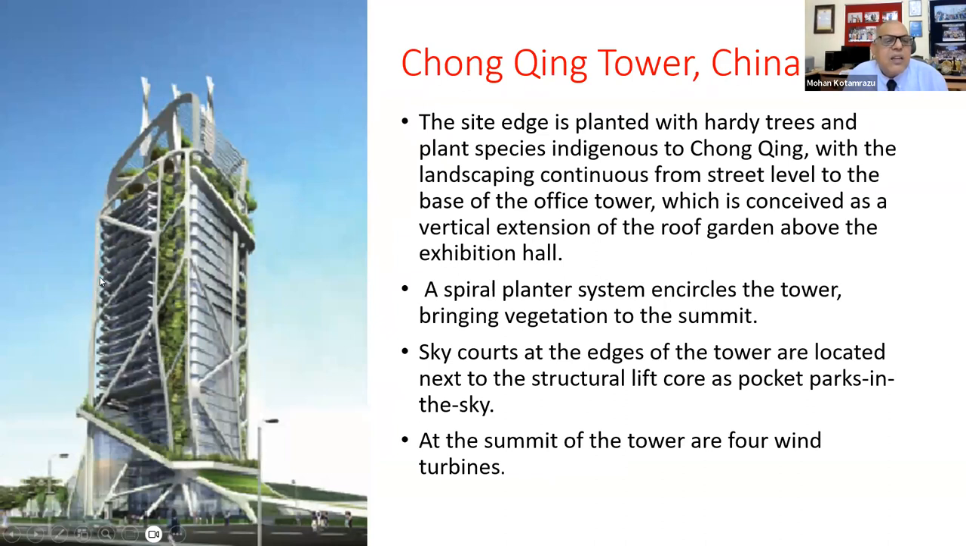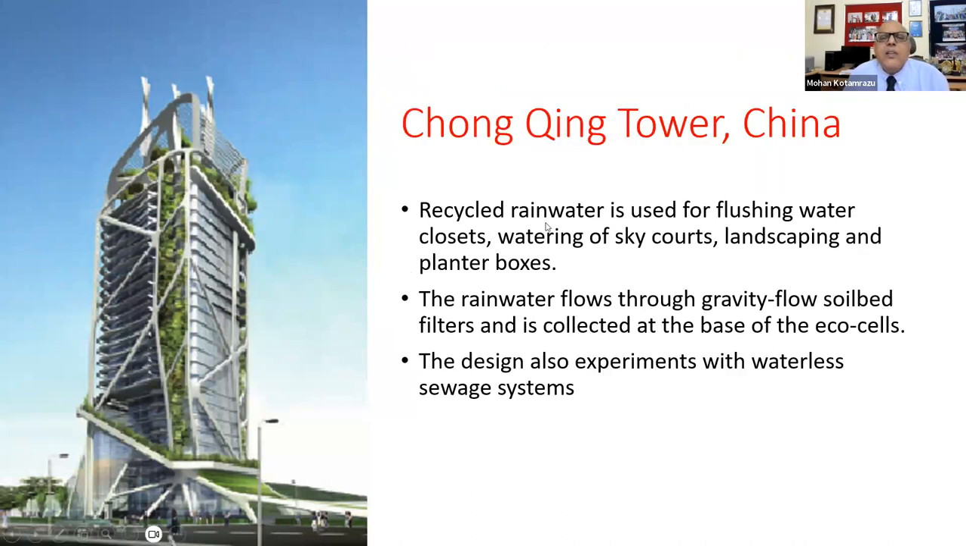Then similarly, this other tower in China is called Chongqing Tower. A spiral planter system encircles the tower, bringing vegetation to the summit, right till the top. So it'll be going around like that, and the entire building will have all these sky courts at the edge of the tower. And there are four wind turbines at the top, so they generate their own energy. And this is a spiraling ramp which will go all around the building. This is the way that Ken Yeang has changed the idea about tall buildings. Okay, this is Chongqing Tower.